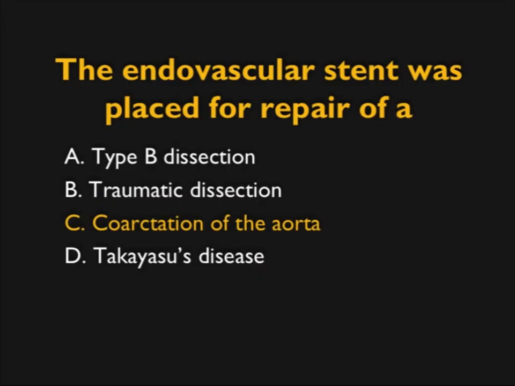This is the classic example of an endovascular stent repair of coarctation of the aorta. The patient's large left subclavian artery predated the stent placement, and just a very nice example, again, with volume rendering.